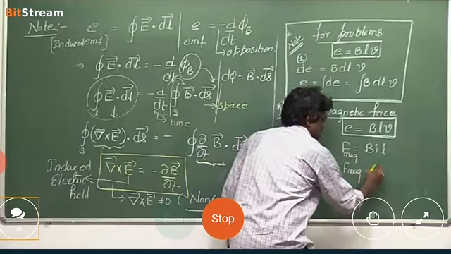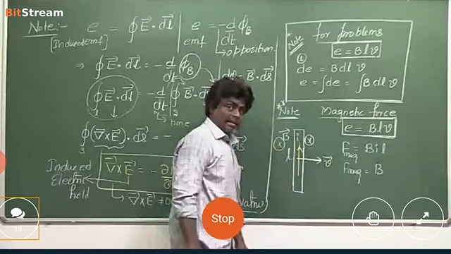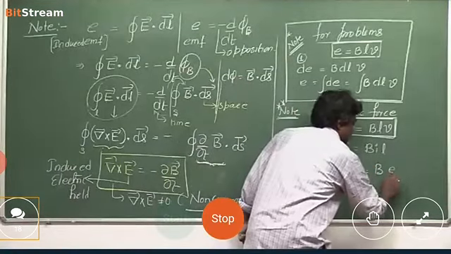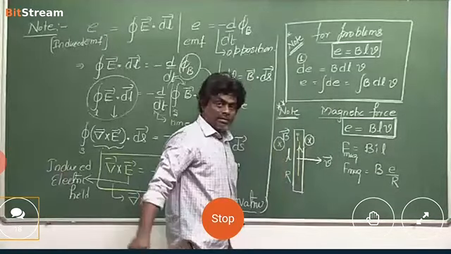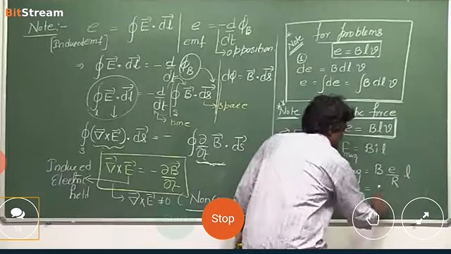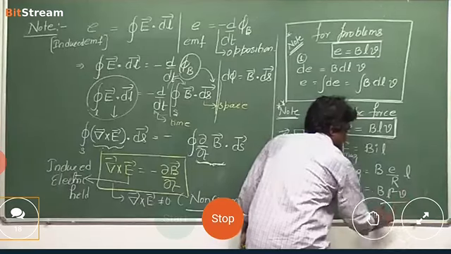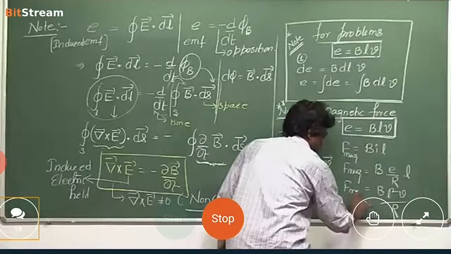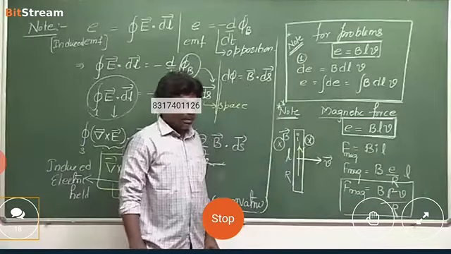Magnitude is very simple to find. B as it is, I. So how to find I? Everybody knows? This is simply E by R. Of course, it is having a resistance R. Then what is the current? E by R into L, which is nothing but BLV by R times L, B squared L squared V by R. This is nothing but the magnetic force. Don't forget.